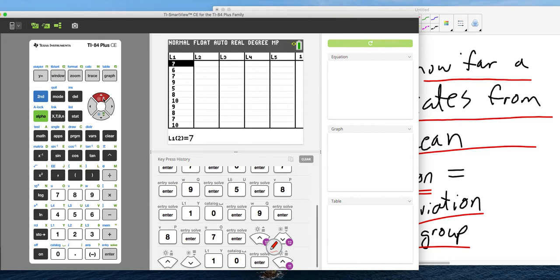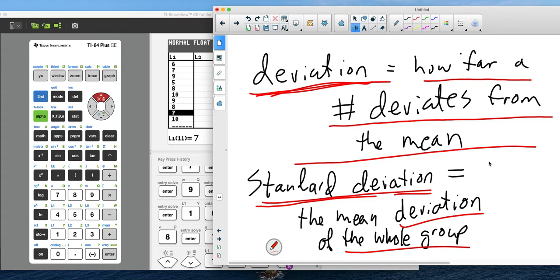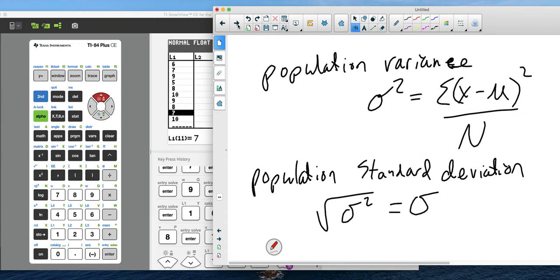Now, these numbers have a mean, and we can find that real quickly by, let's actually finish with the notes, and then we'll get to that. So, standard deviation, and we'll talk about what standard deviation is. Here we go. Population variance is the standard deviation squared. Here's the formula on how to find it.